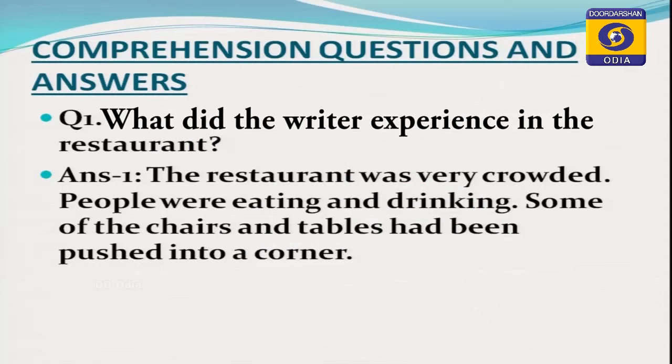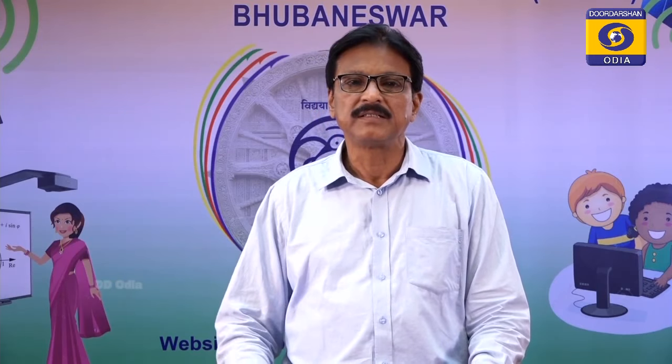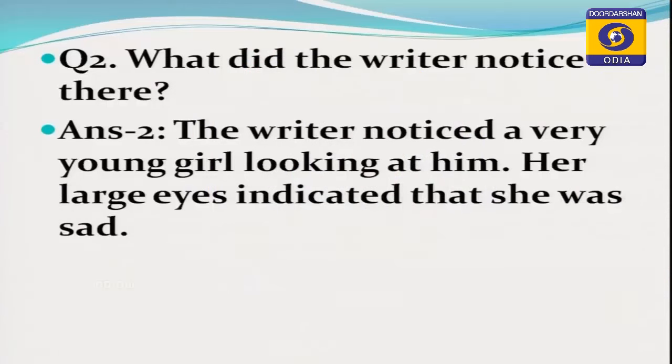What did the writer experience? The restaurant was very crowded. People were eating and drinking. Some of the chairs and tables had been pushed into a corner. This is all about the first question. Then the second question we'll see: what did the writer notice there? The writer noticed a very young girl looking at him. Her large eyes indicated that she was sad.